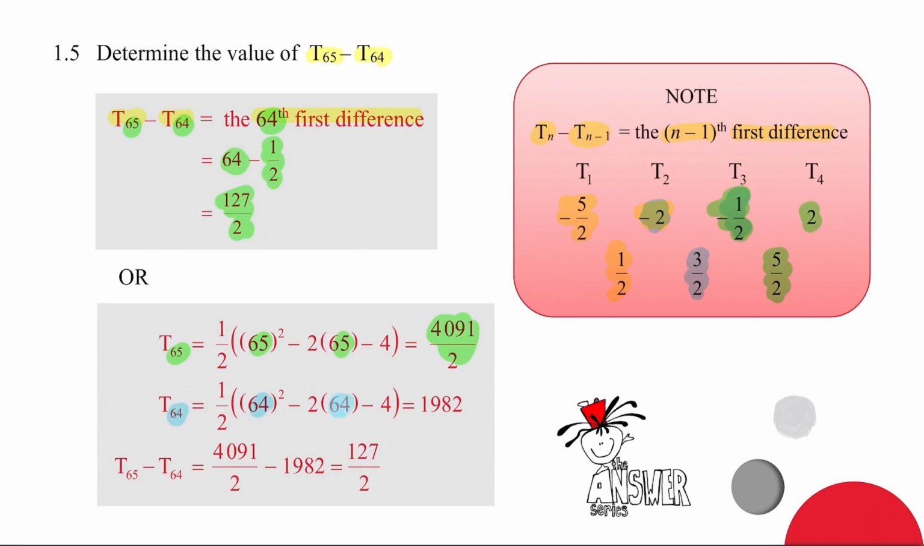You go back again, this time with 64. Substituting 64 into the quadratic pattern formula produces a result of 1982. Subtracting those two answers will produce the result you need of 127 over 2. You need to choose the method that you're going to use based on your understanding of the difference between n in the original pattern and n in the first differences pattern.